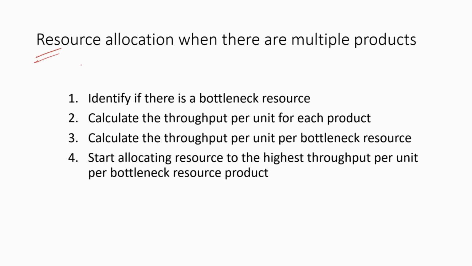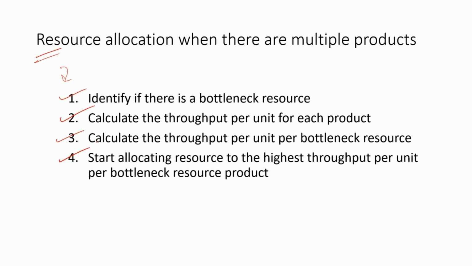Now let's discuss resource allocation when there are multiple products. These are the steps to follow. First, identify if there is a bottleneck resource. If there is a bottleneck resource, then calculate the throughput per unit for each product. Then calculate the throughput per unit per bottleneck resource. Finally, start allocating resource to the highest throughput per unit per bottleneck resource product. This calculation is similar to the limiting factor calculation.